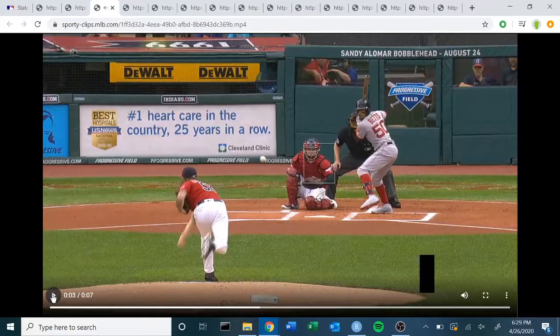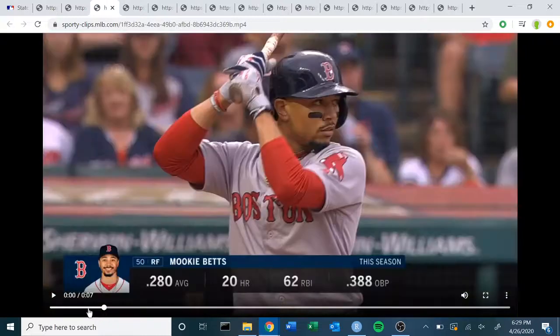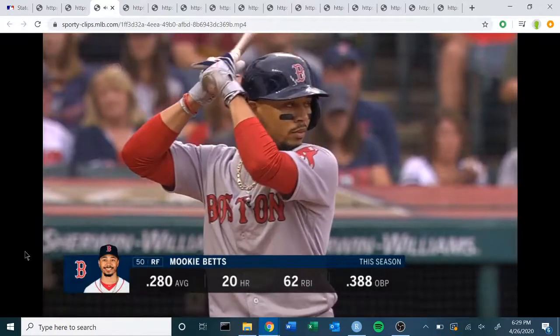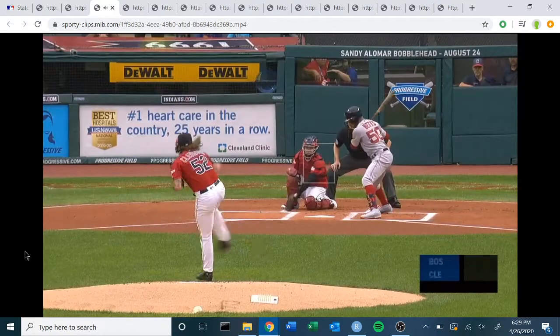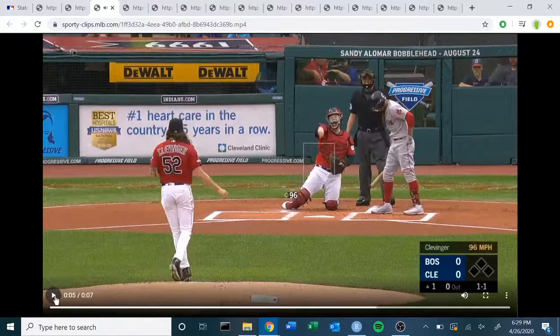1-1, kind of a toss-up here. Is it going to be fastball? Is it going to be slider? You can see he's wanting to get ahead. If it's me, probably fastball away. And it was a fastball away, so it looks like Clevenger's having trouble commanding that fastball.